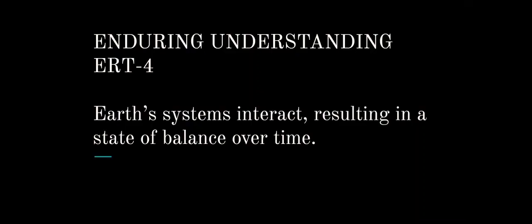And overall for this unit, the overall understanding you want to have is that all of Earth's systems interact, resulting in a state of balance over time. The Earth is very good at keeping things balanced in every way, whether we're talking about food chains and food webs, or if we're talking about the state of the atmosphere. We're going to talk about all of that in this unit, starting with topic 4.1.